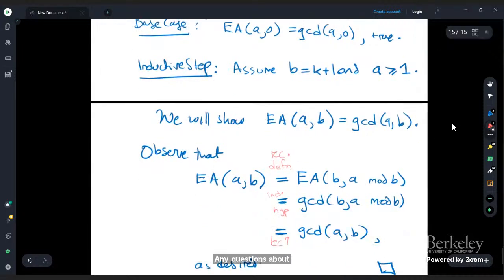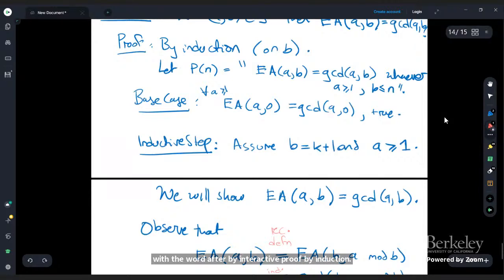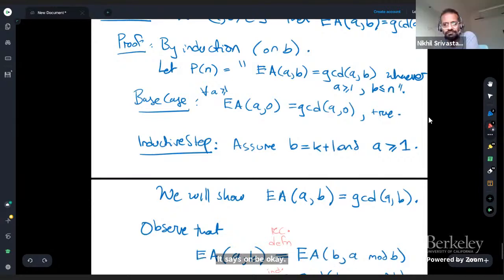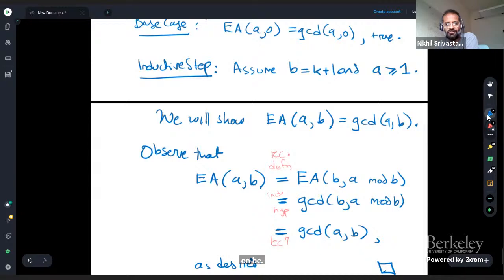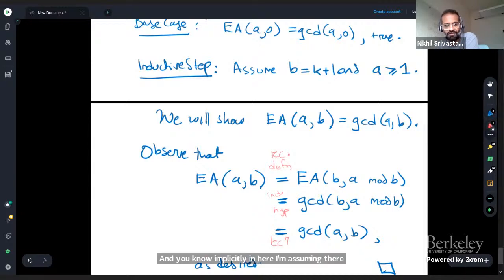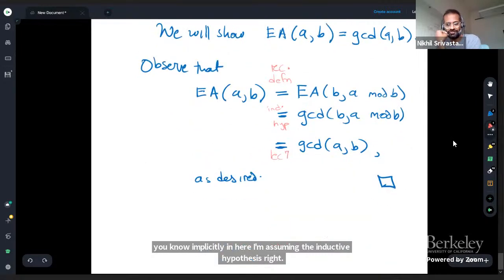Professor, what's the word after by induction? Proof by induction. It says on B. Okay. Yeah, so that means that the thing we're doing induction on really is B. I mean, P of n is really saying we're doing strong induction on B. And implicitly in here, I'm assuming the inductive hypothesis, right? Okay, so that's all I want to say about this.